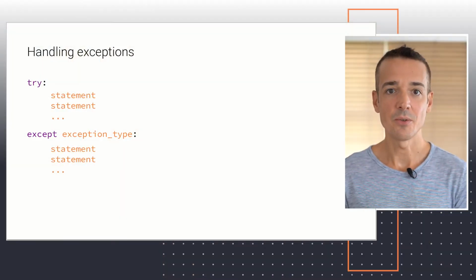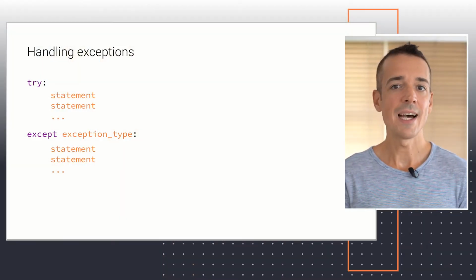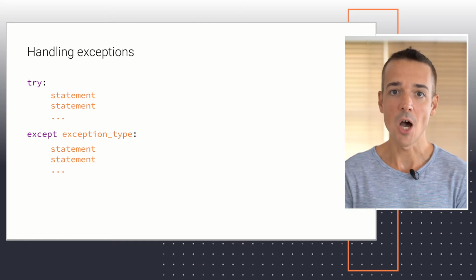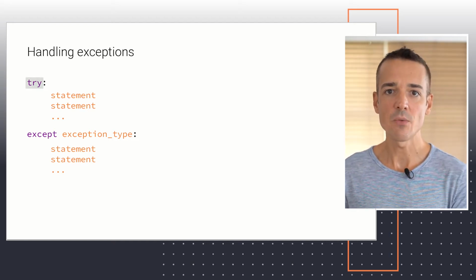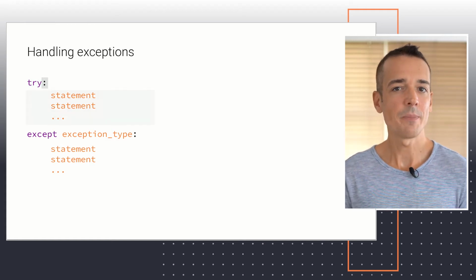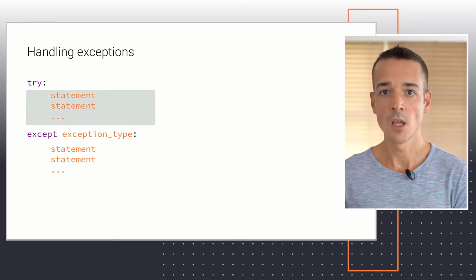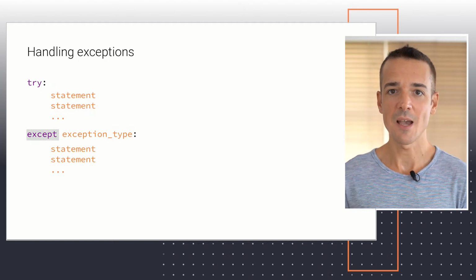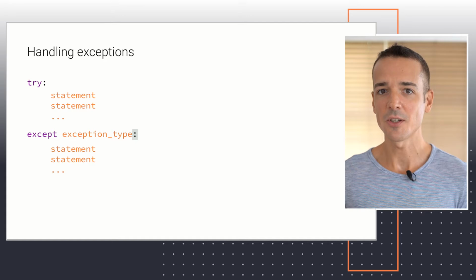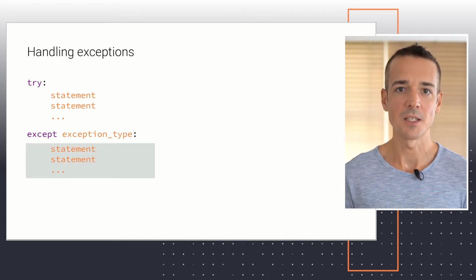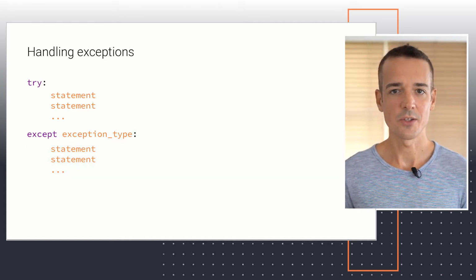Python allows you to handle exceptions through a try-except block with the syntax shown here. This block starts with a try keyword and a colon character, followed by a set of indented statements. Next, we use the except keyword, followed by an optional exception type, a colon character, and another set of indented statements. This is the way it works.